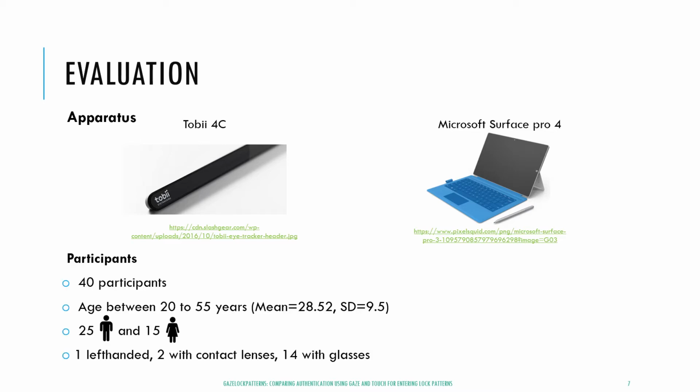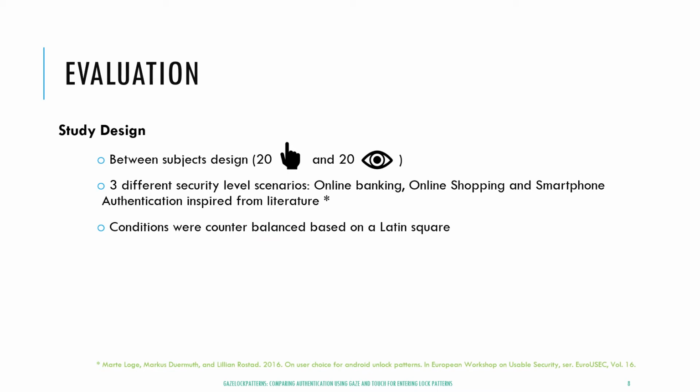We invited 40 participants to our study. Their age varied between 20 to 55, with 15 females, 1 left-handed participant, 2 participants with contact lenses, and 14 with glasses. We implemented a between-subject study design where half of the participants did the touch condition and the other half did the gaze condition, which shows 3 different security level scenarios inspired from the literature. The participants were asked to create patterns for different scenarios, such as unlocking smartphone, creating an account for online shopping, and finally creating a new profile for online banking.